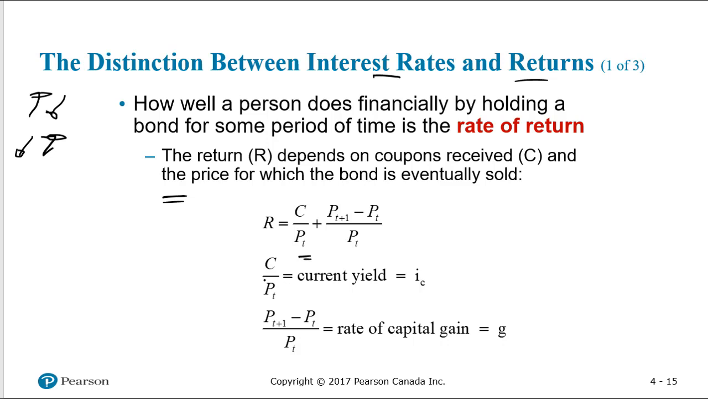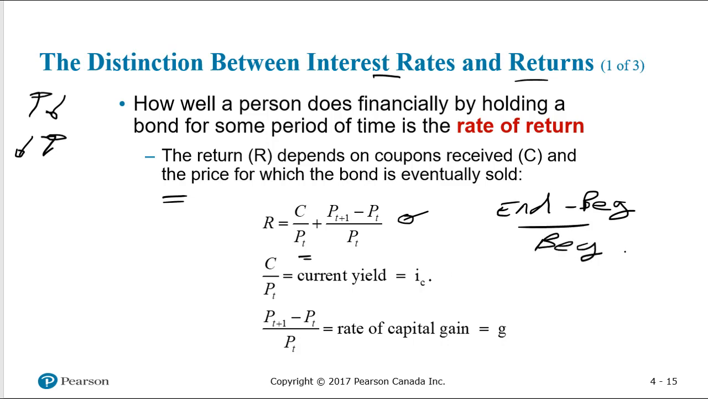We can see here C over P_t, that's our current yield, plus we have on this side of the equation the price at the time that we sell it minus the price when we bought it, ending minus beginning divided by beginning. Don't get confused by the algebra and this nomenclature. P_(t+1) minus P_t divided by P_t is just basically ending price minus your beginning price divided by your beginning price.